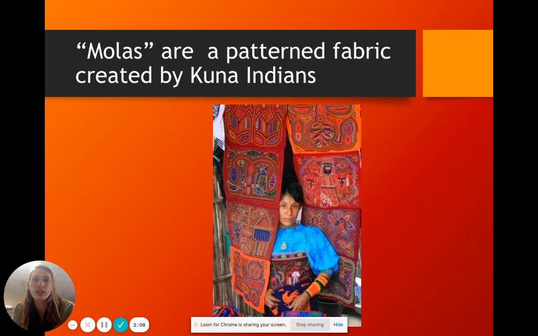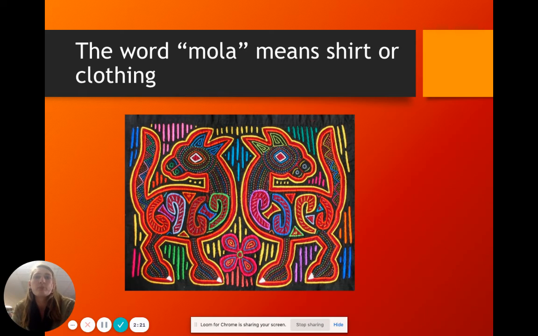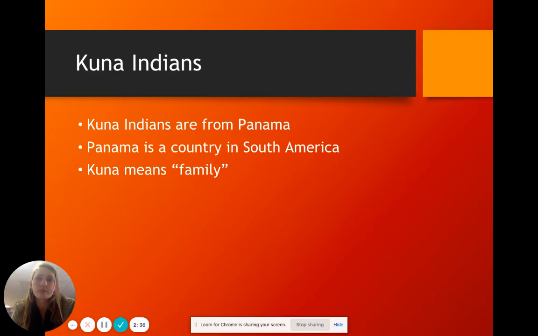We're going to be learning about the Kuna Indians who are from Panama, and they actually still live and work there today. Molas are a patterned fabric created by the Kuna Indians. The word mola means shirt or clothing. So generally, these designs were used for clothing. They were used for shirts, dresses, things like that, and they still are today.